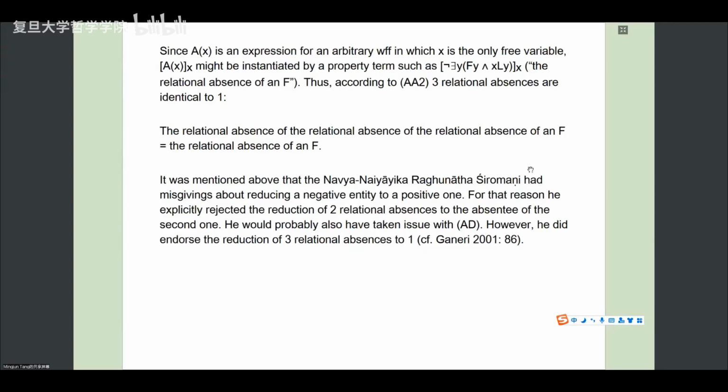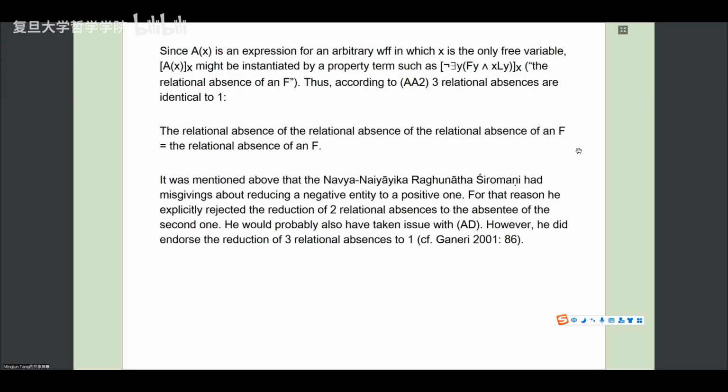And it was mentioned above that the Navyanayaka Raghunatha Shiromani had misgivings about reducing a negative entity to a positive one. So AD, he didn't like that: the absence of the difference from an f is fness. For that reason, he explicitly rejected also the reduction of two relational absences to the absentee of the second one, which most Navyanayakas assumed. He would probably also have taken issue with AD: absence of difference is fness. However, he did endorse the reduction of three relational absences to one, what we have here in the middle, because then we have on both sides of the equation absences.